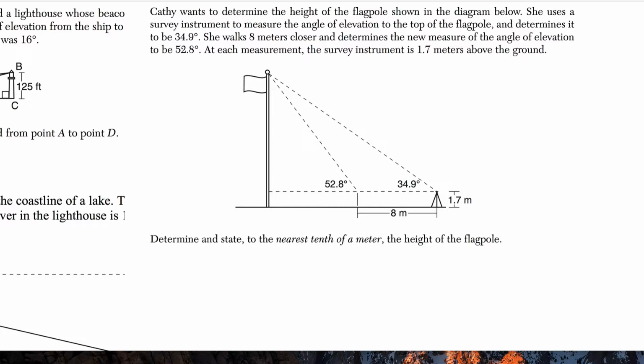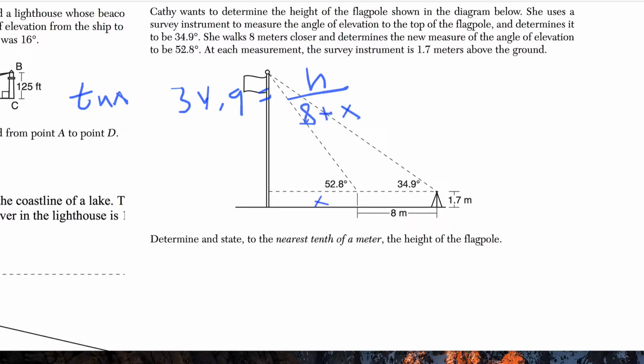So we know that this one is 34.9. We're just going to add 1.7 to our answer, so circle it on your page, because you know you're going to forget it. So 34.9, opposite over adjacent, so tan 34.9 equals opposite, the height of the flagpole, over the adjacent, which is 8 plus x. You have two variables.